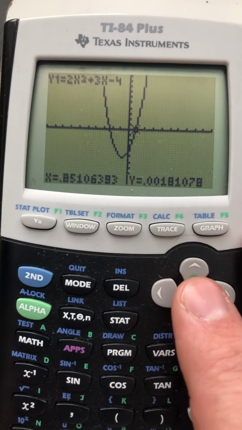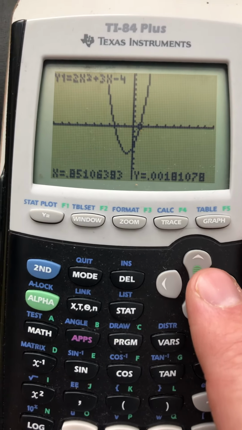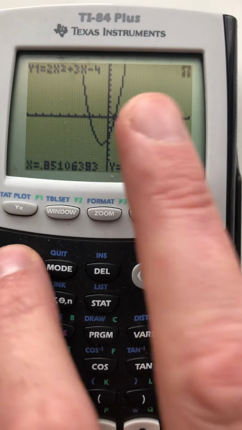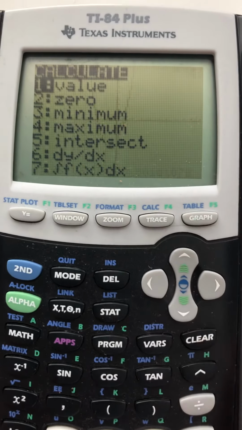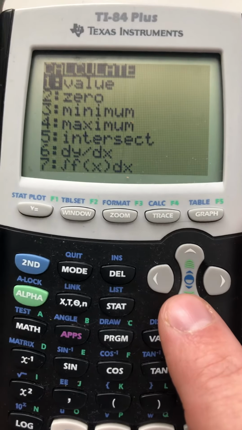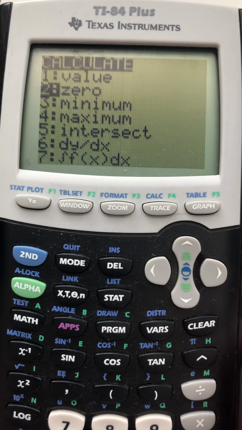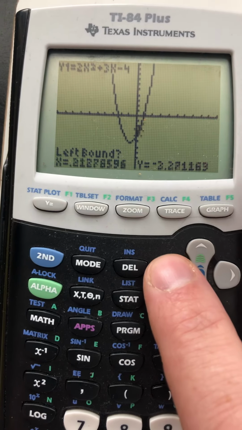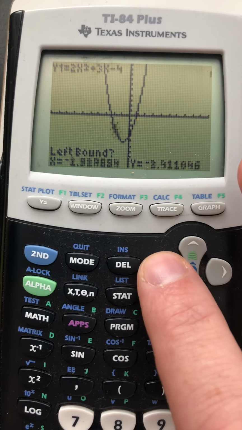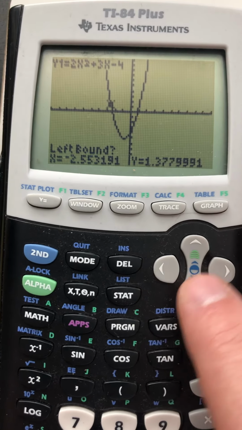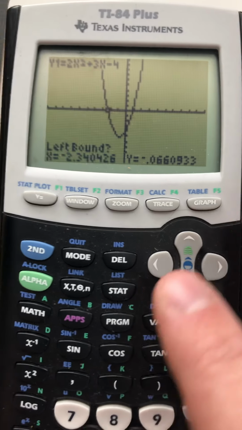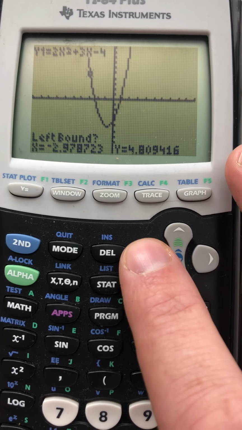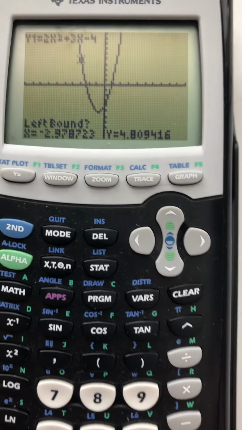Now, in order for us to find those, what we're going to do on our calculators, we're going to use the calc function again. So I hit second, and I hit the calc button. There's a number 2 that says zero, so I'm going to go down here and hit 0. Now, I'm going to start with this first point right here. Again, it's going to ask for the left bound, so I'm going to put the cursor to the left of that point, and I'm going to hit enter.